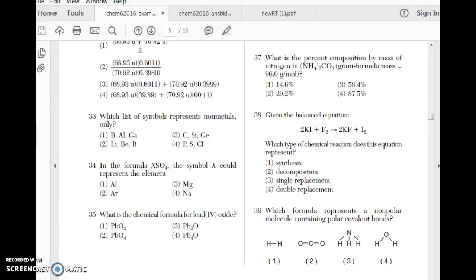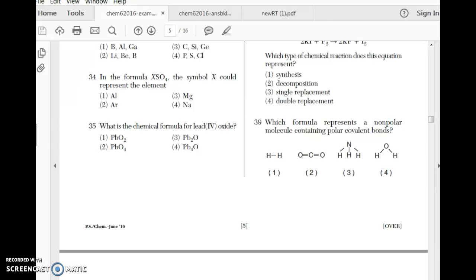38, given the balanced reaction, which type of chemical reaction does this represent? Well, remember, whenever you have a compound reacting with an element, and that produces a new compound and a new element, that is always what we call a single replacement reaction.